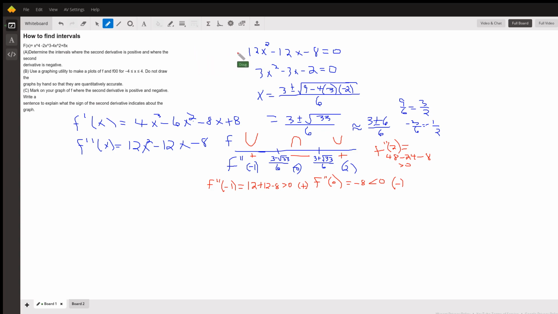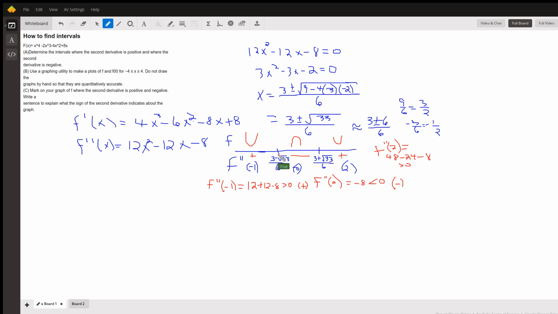When we're solving this quadratic equation, we could factor out a 4, or we could divide every term by 4 and make the numbers a little simpler. It looks like it does not factor, so we use the quadratic formula and get 3 plus or minus the square root of 33, all over 6. And we're going to put those numbers on the number line.